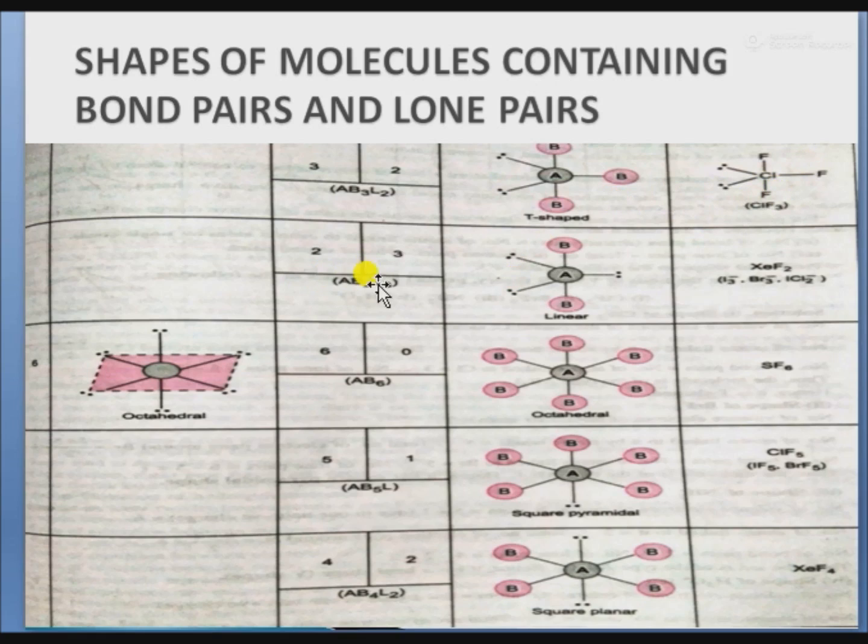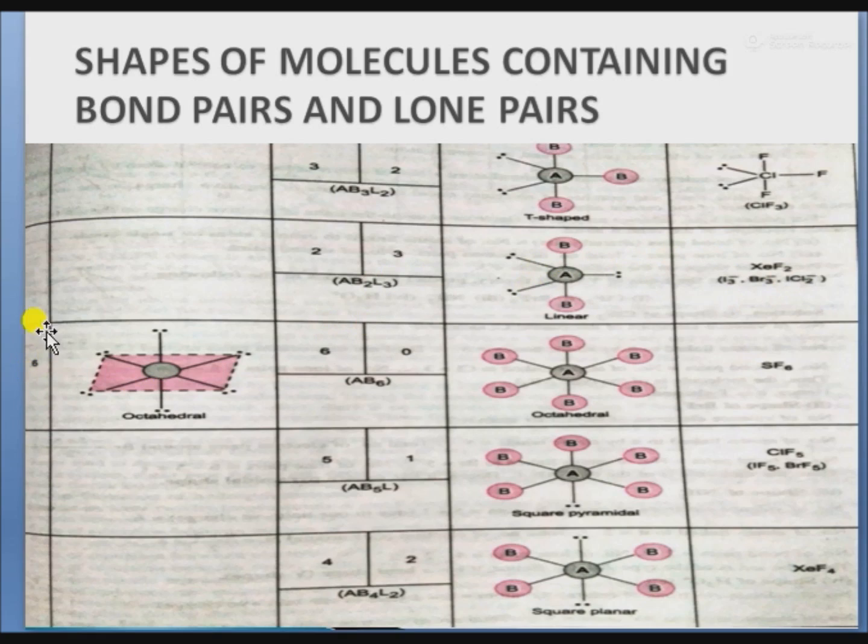Next is two bond pairs and three lone pairs. Its formula is AB2L3. Here there are three lone pairs and two bond pairs. Examples are XeF2, I3-, Br3-, ICl2-, etc. And its shape is linear to acquire minimum repulsions.